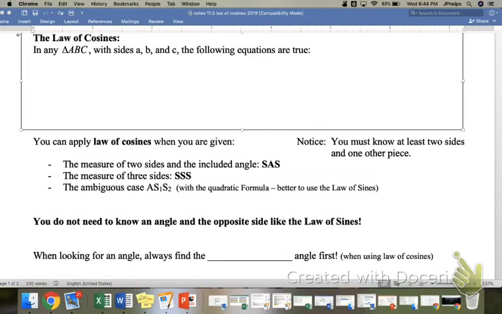Hello and welcome back to section 11.5 on the law of cosines. This is section 3 and we will be going over when to use the law of cosines and a few practice problems along with that.